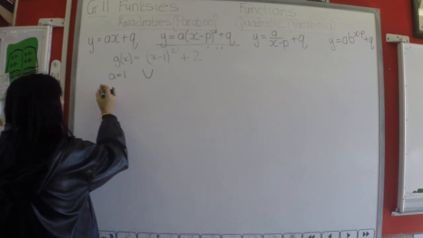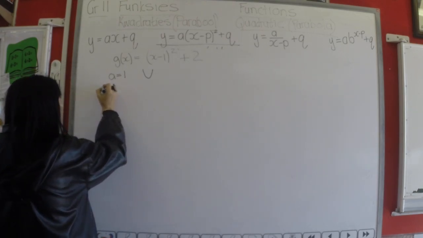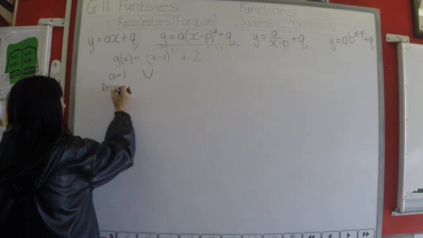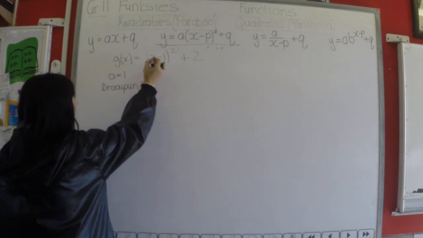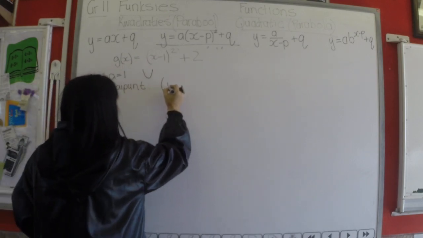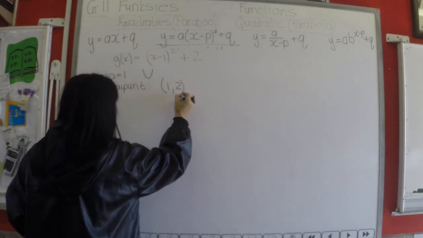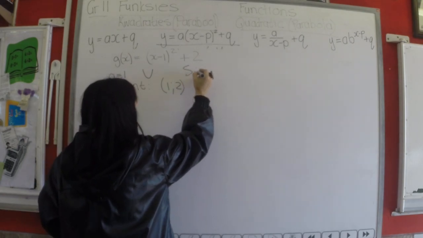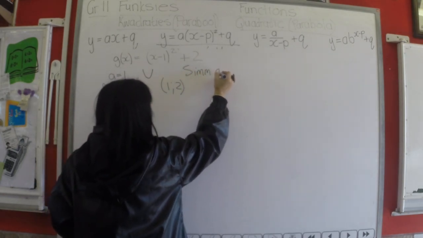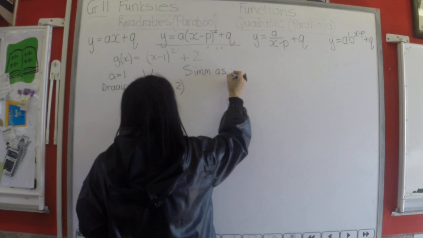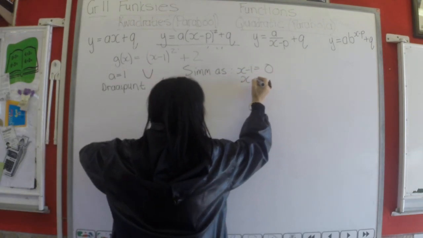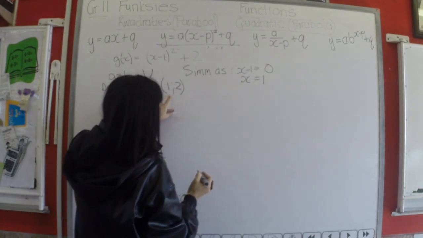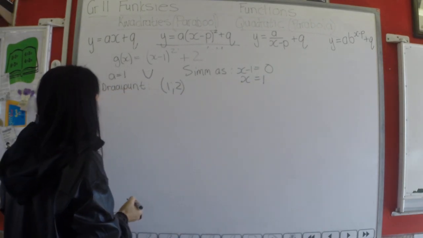We can write down the turning point, ons draaipunt, kan ons dadelik gaan afskryf van daai formule af, soos wat hy daar gegee is. Dit gaan wees (plus 1 en 2). Ons simmetriese as, leerwerk, is gelykbaar x minus 1 gelyk aan 0, so x is gelyk aan 1. Dis dan ook die x-waarde van my draaipunt.